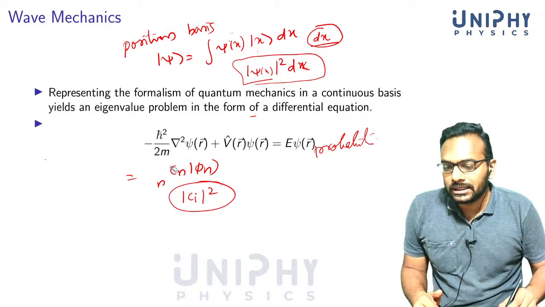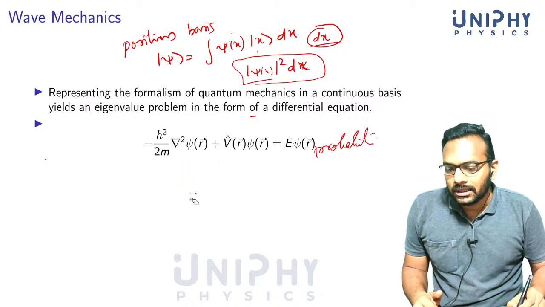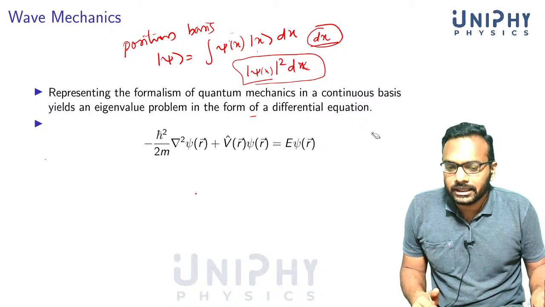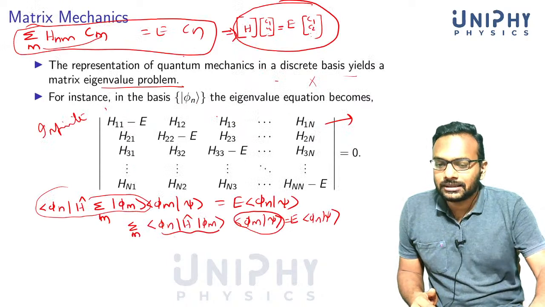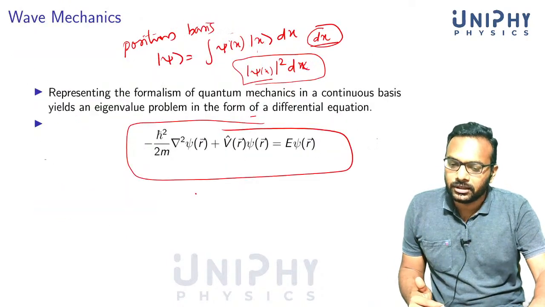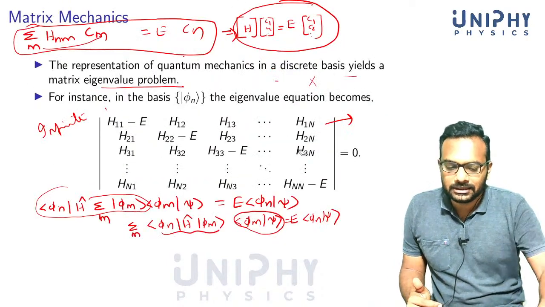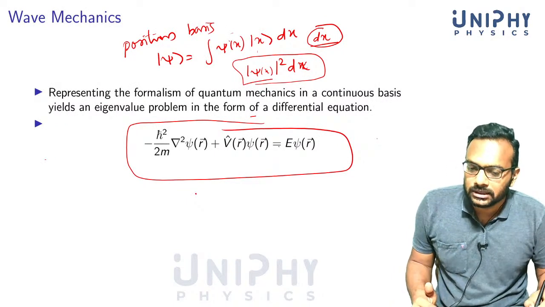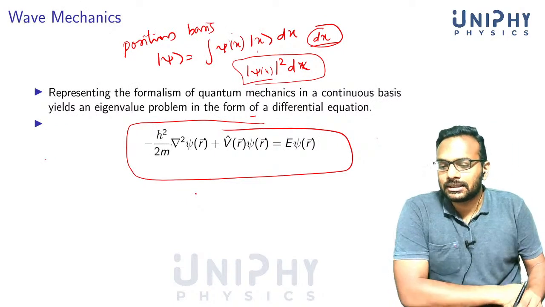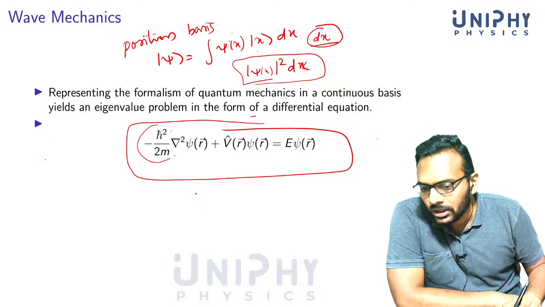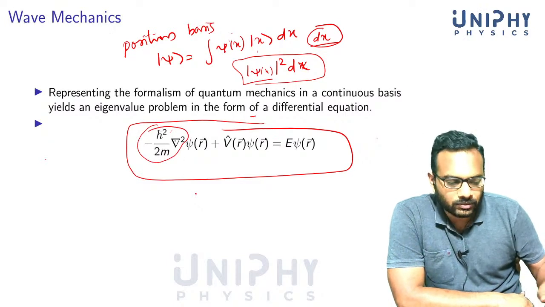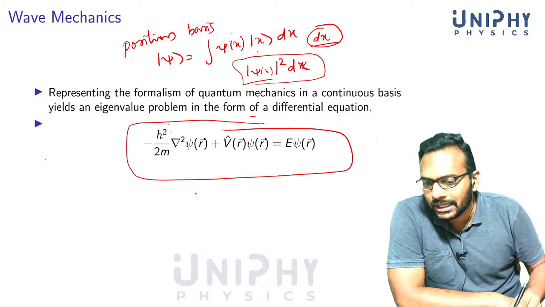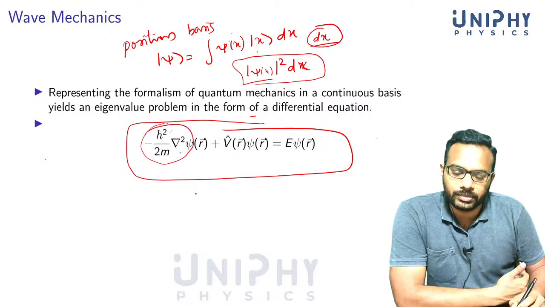And once you represent it in the continuous basis, you get an equation like this. The eigenvalue equation. It's the same eigenvalue equation represented in different manners. This is in some discrete basis and this one is in some continuous basis. So this is the operator now. This is known as the momentum operator, square of the momentum operator. Not exactly, this is also divided by this factor. This is the kinetic energy of a free particle operator, for example.